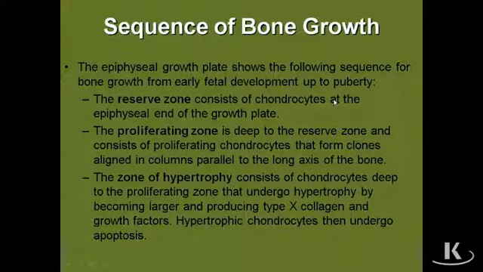The zone of hypertrophy consists of chondrocytes deep to the proliferating zone that are gradually undergoing hypertrophy by becoming larger, producing type 10 collagen and growth factors. And it is those hypertrophic chondrocytes that then undergo programmed cell death or apoptosis.